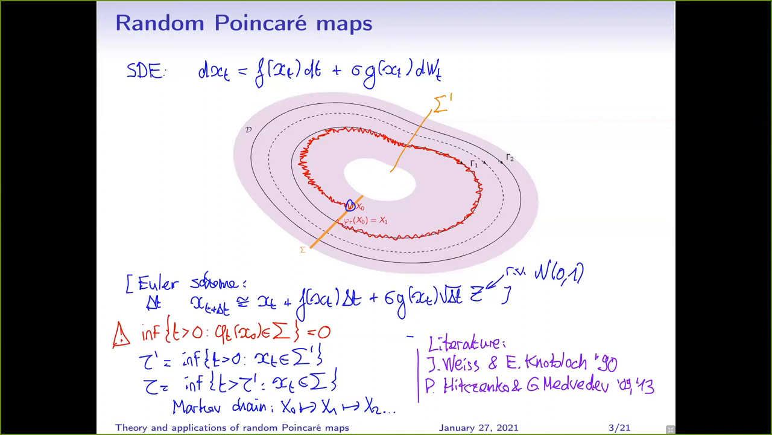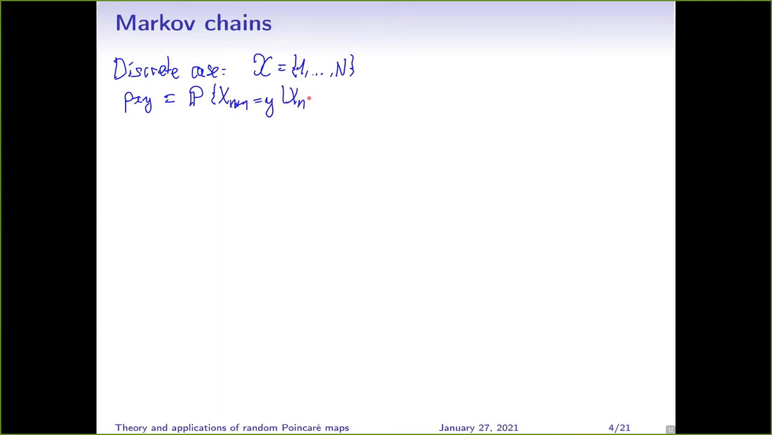So I was saying that I have a Markov chain. Maybe you're all familiar with Markov chains, maybe not, so let me just fix the notation. What you're more likely to have seen is the discrete case. So the discrete case is, say, I have a set, let's say just a finite set for simplicity, 1 to n, and I'm given transition probabilities. So P_xy will be the transition probability in one step, that is, the probability that x_{n+1} is equal to y, given that x_n is equal to x.